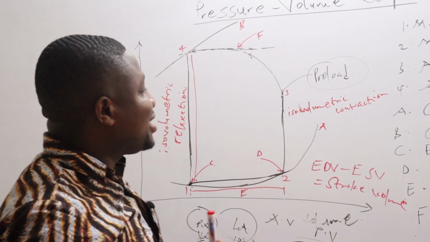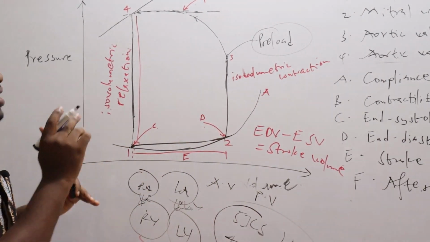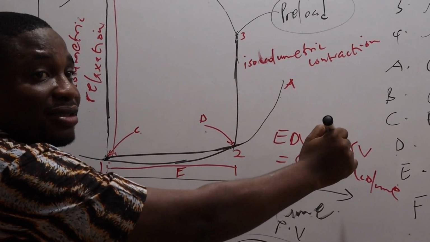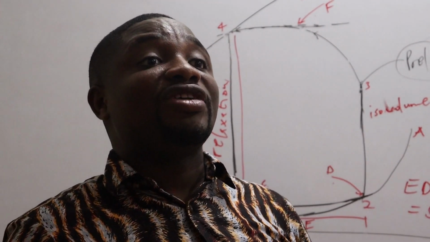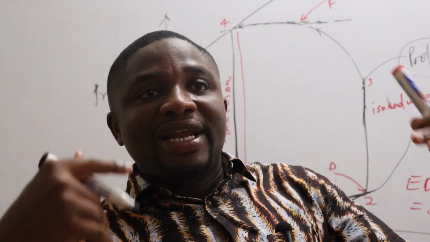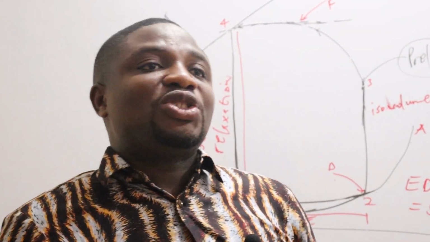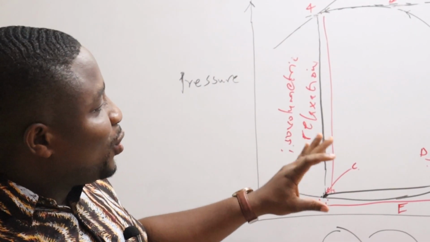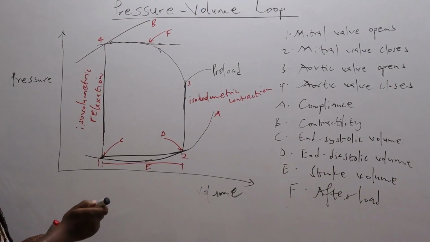Now, with that being said, we also have what we call the compliance. The compliance would increase when the end diastolic volume is shifting. Because when there's an increase in the volume of blood in the left ventricle, what do you expect the left ventricle to do? It's supposed to stretch. So the ability to stretch or dilate in response to an increasing end diastolic volume, we call it what? Compliance. With that being said, that would describe this pressure volume loop.